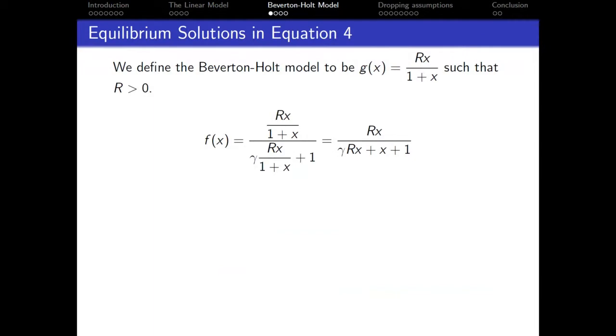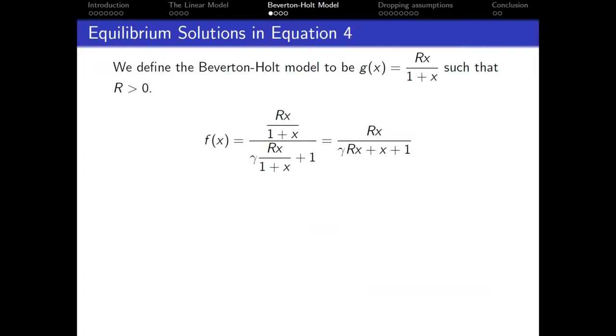The second equation that we used for g of x was the Beverton-Holt model, which is defined as r x all over 1 plus x, where r is greater than 0. Substituting this model in for g of x in equation 4 gives us f of x is equal to r x over gamma times r times x plus 1.